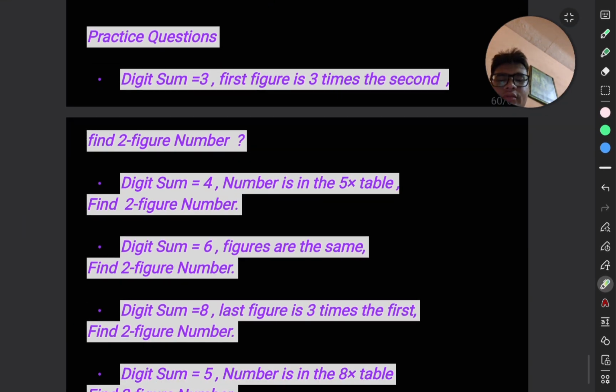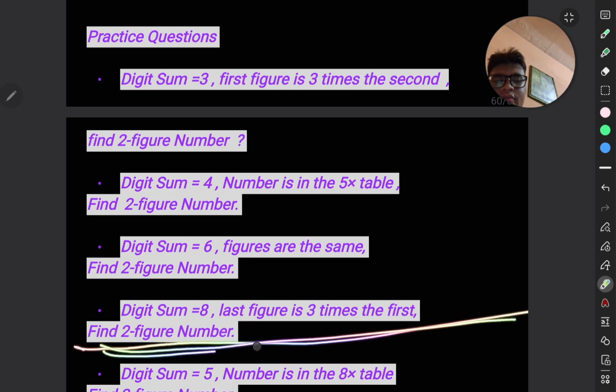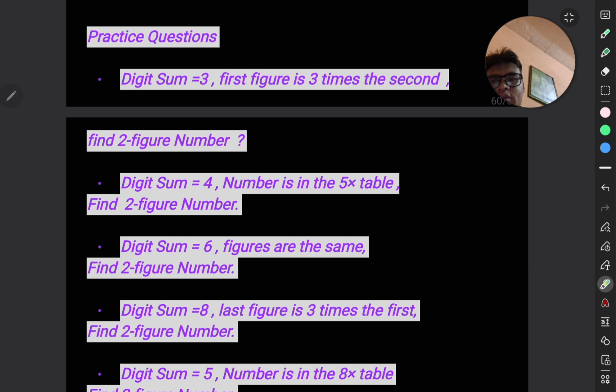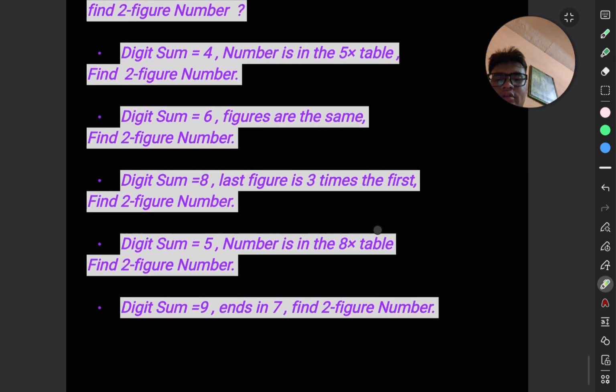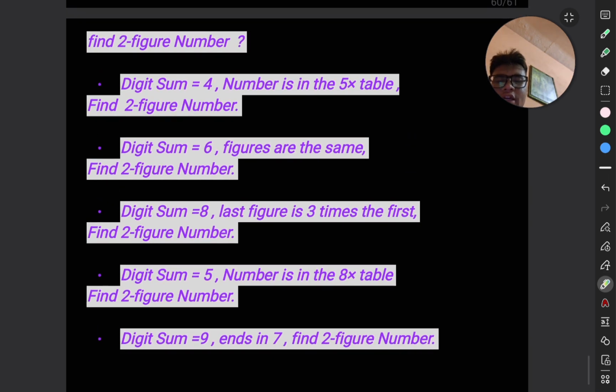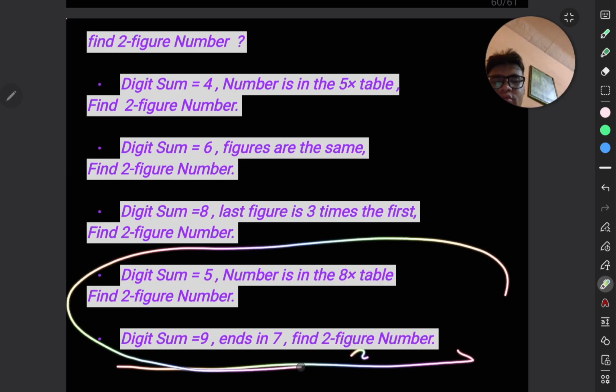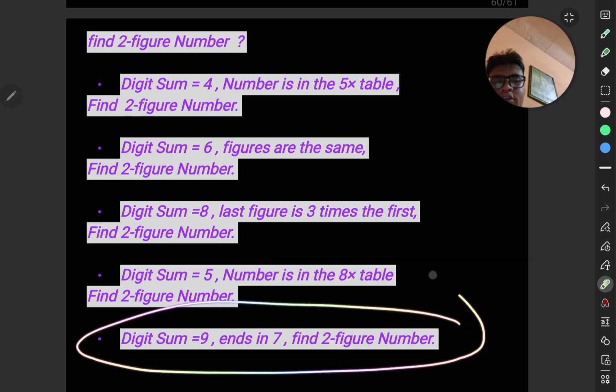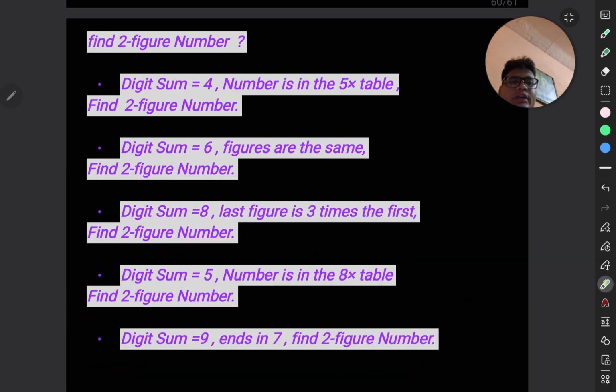And I am moving on to the next. I am showing you the next. And these two are the last questions. You have to take a screenshot, solve the questions, and write the answers in the comment box.